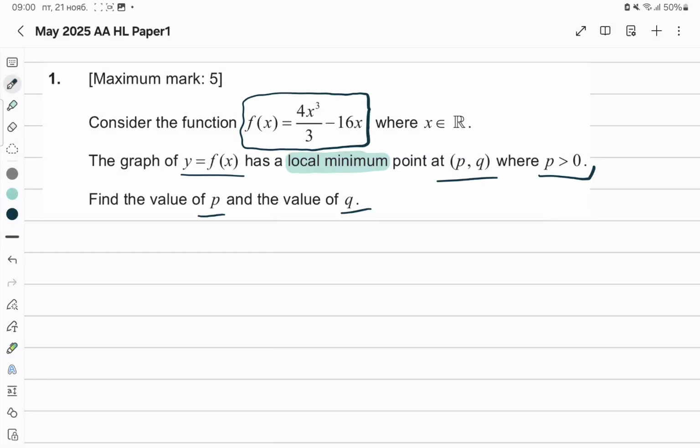Hello, in this video we're going to consider the past paper May 2025 Analysis and Approaches High Level Paper 1 questions. Let's start with question number 1.